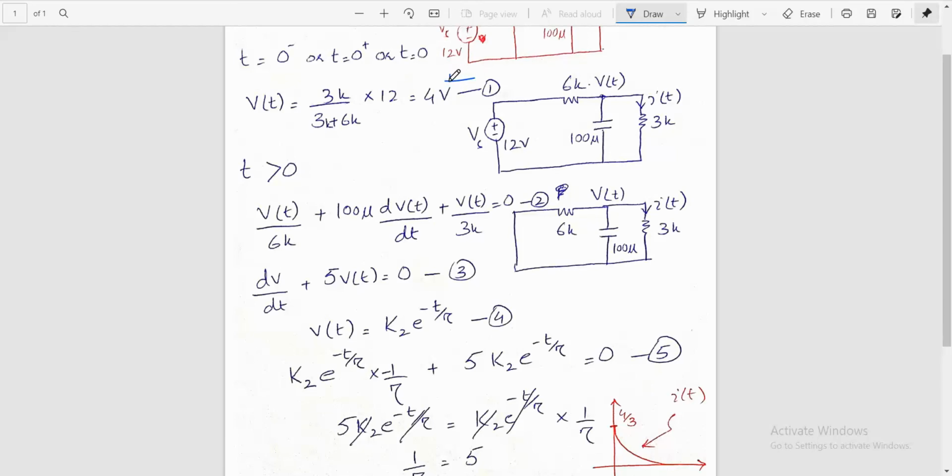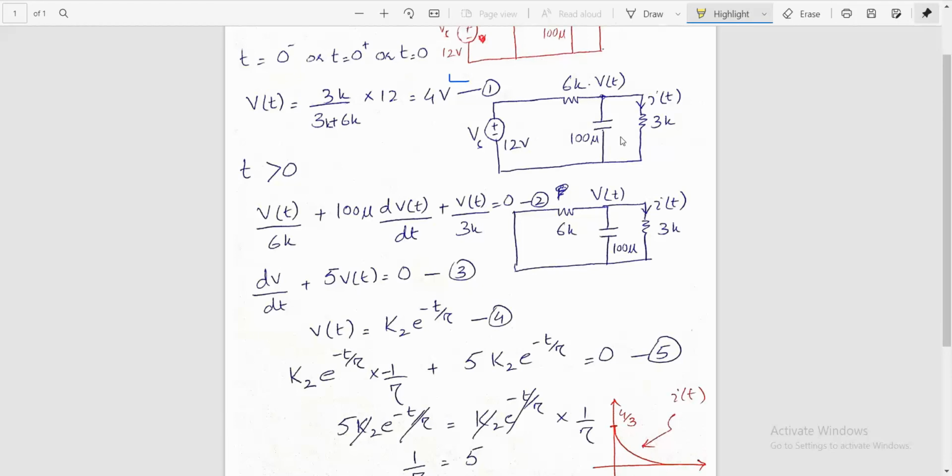So for t greater than 0, what will happen? At time t is equal to 0, the switch moves from position 1 to position 2 and it will remain there for t greater than 0. So now the source is disconnected from the system, right? The new circuit will be the 6 kilo ohms resistance connected to the capacitor, and that is connected to the 3 kilo ohms resistance. All these three things are in parallel.